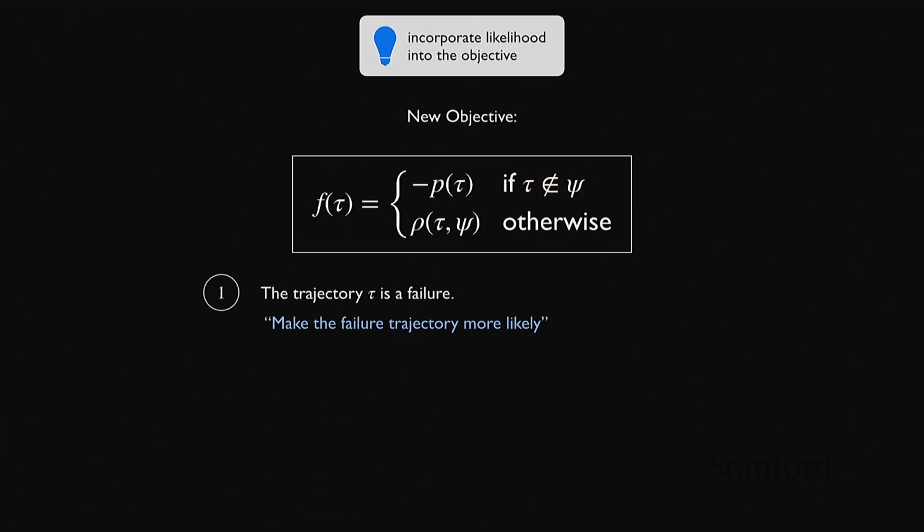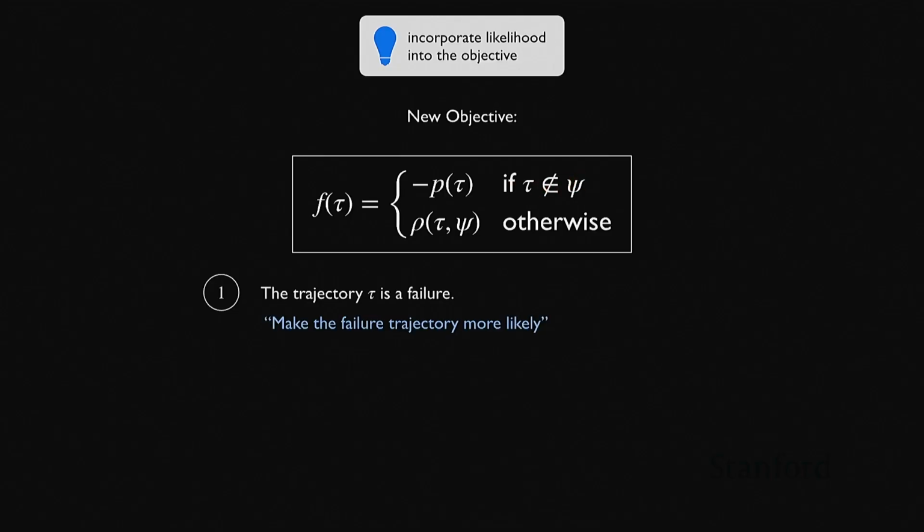Every time you see that, and we'll use this quite a bit in the class, that means trajectory not in specification, meaning the trajectory doesn't satisfy the specification, meaning the trajectory is a failure. So that's just a mathematical way that we write that a trajectory is a failure trajectory. If it's a failure trajectory, then we're going to return the negative likelihood of the trajectory. So that means if we put a failure trajectory into this objective, we're going to take that failure trajectory and try to make it more likely, try to minimize the negative likelihood of it.